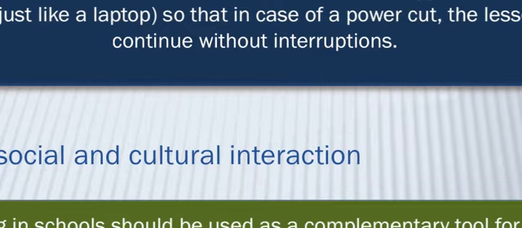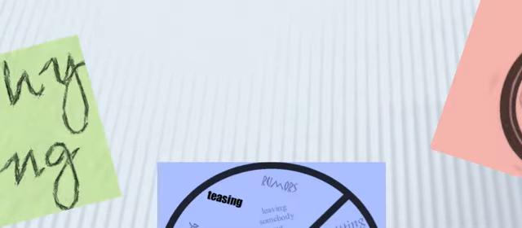Last but not least, e-learning reduces social and cultural interaction. However, it is important to keep in mind that e-learning in schools should be used as a complementary tool for giving a lesson and not the sole medium of delivery. Thus, the teacher should include the students in the lesson. She should ask questions and allow questions to be asked. Moreover, she should also allow group work and other activities that aid students in learning content.